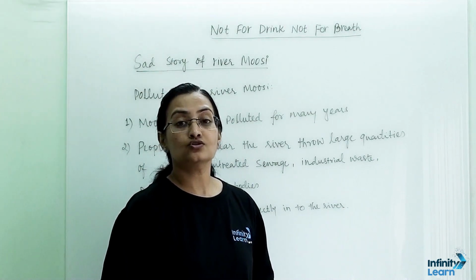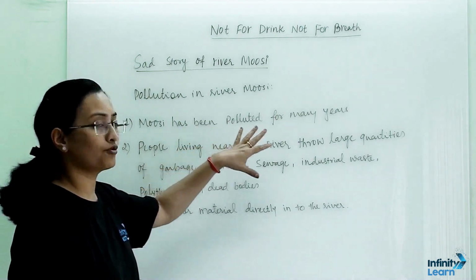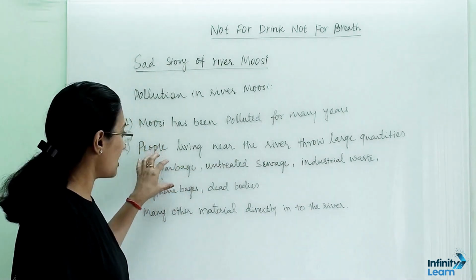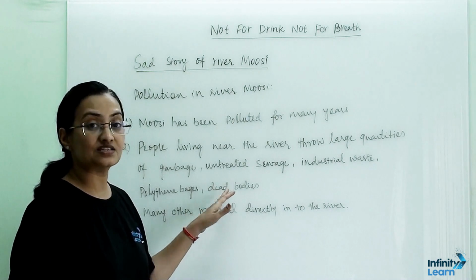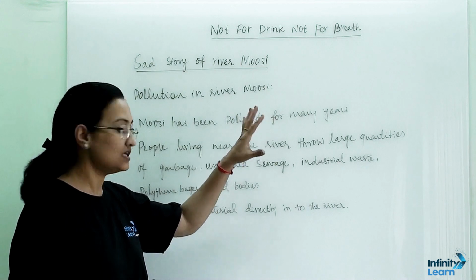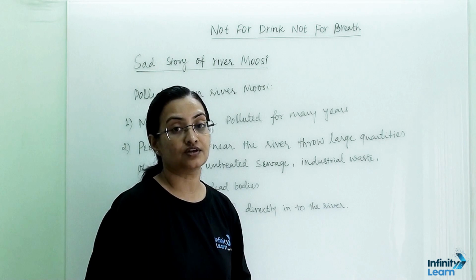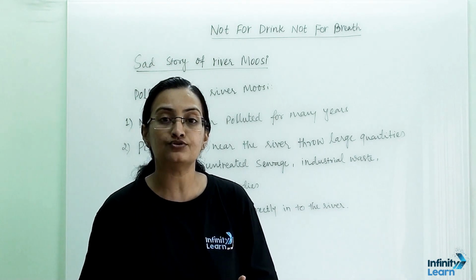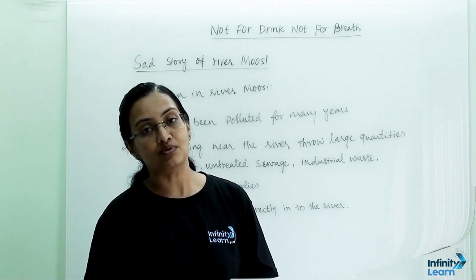So what was the cause of pollution of river Musi? Musi has been polluted for many years. People living near the river throw large quantities of garbage, untreated sewage water, industrial waste, polythene bags and dead bodies. They were throwing all this material into the river, and this happened for many years. Many other materials were also thrown directly into the river. This caused a lot of harm to the river, and the river eventually became so polluted that its water was no longer good for drinking.